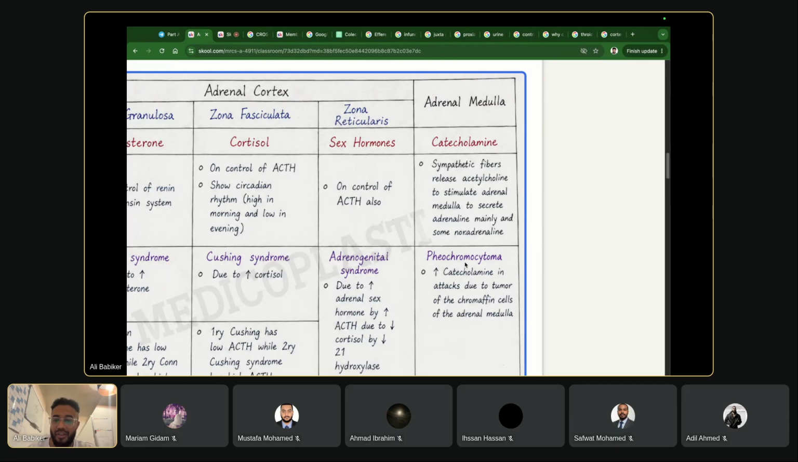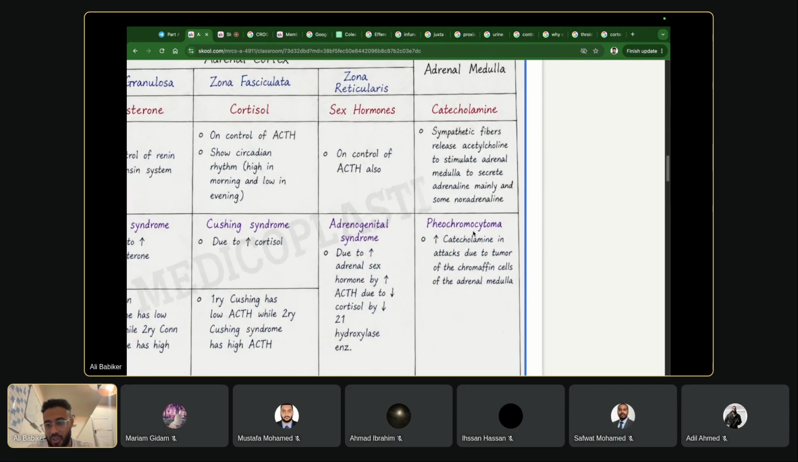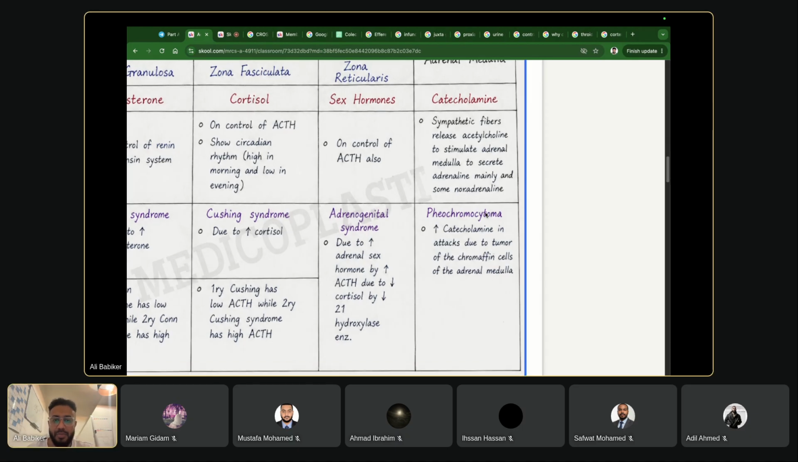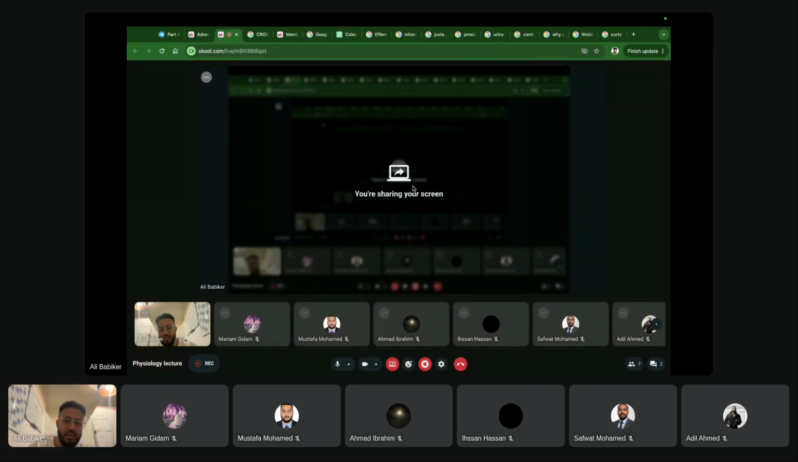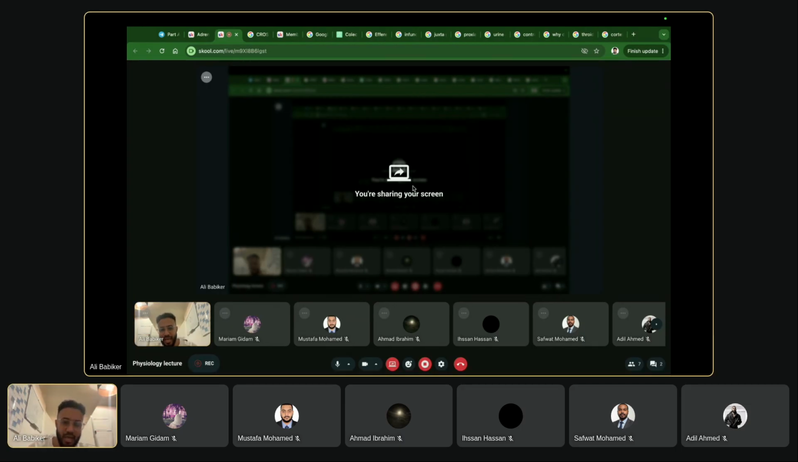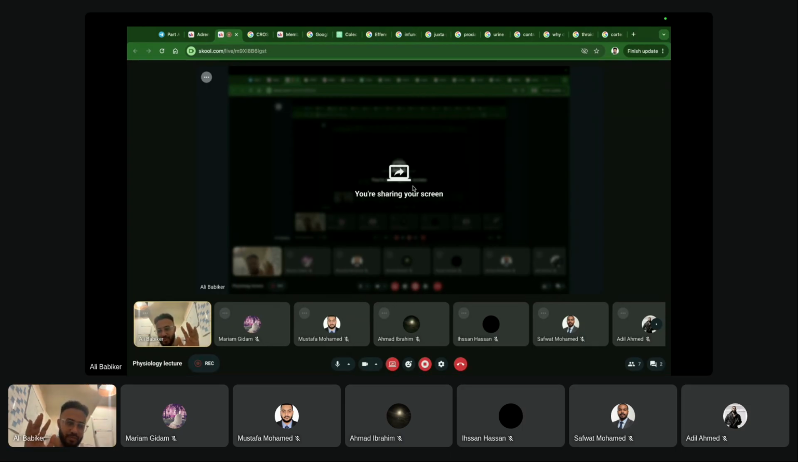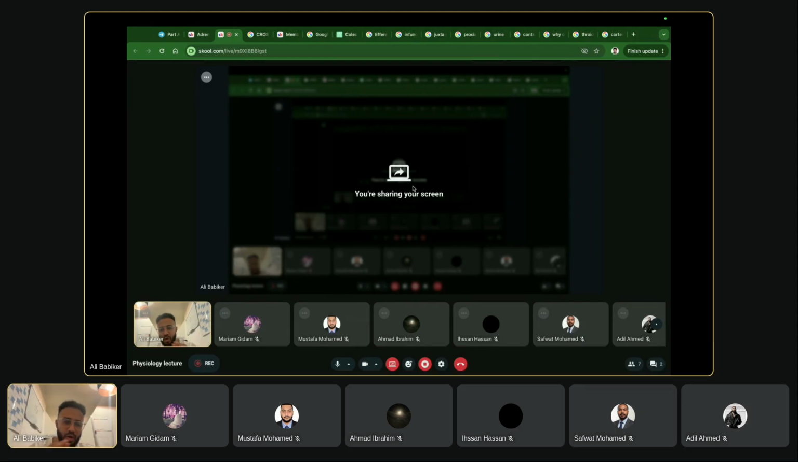Pheochromocytoma, very high yield. You will have a question about it. We'll come to this in the pathology also. Catecholamine in attacks due to a tumor of the chromaffin cells of the adrenal medulla. So basically, I will tell you all you need to know about pheochromocytoma in just 1 minute. Pheochromocytoma, increase of epinephrine and norepinephrine. Your patient will come with high blood pressure and transient tachycardia. Okay? You will check the catecholamine, and you will find it high in urine or in serum.